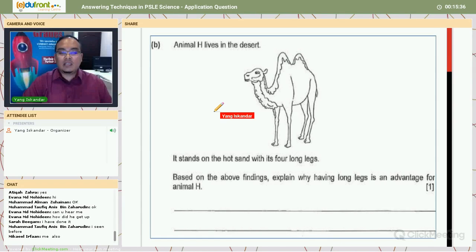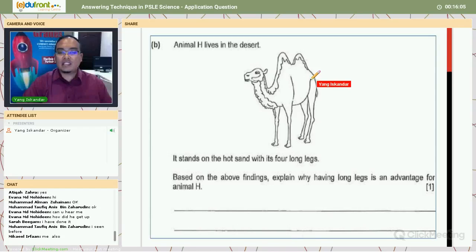All right, this is another example. I think I've done this in class with some of my classes. We take a look. This animal H lives in the desert. It stands on hot sand with 4 long legs. Based on these findings, explain why having long legs is an advantage for animal H. Again, this is another application question, where they ask you, why is it that having long legs is good for this animal?